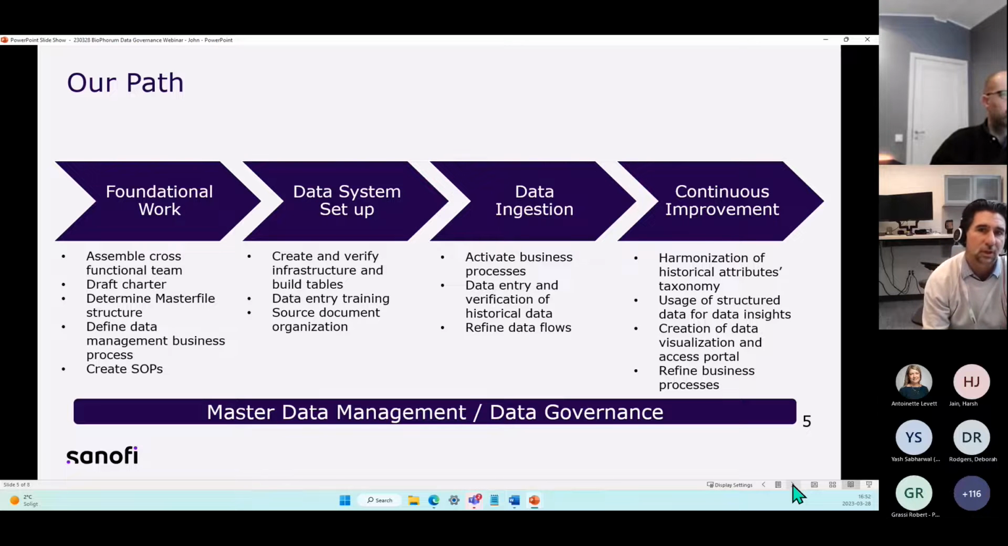One of the things we noticed, this is historical data, was data that we had generated over the course of many years. So there was a bit of a harmonization that we needed to do, particularly around the taxonomy, to make sure that it was usable. And then with that, we were able to create data visualization portals to really get that data accessible to people.